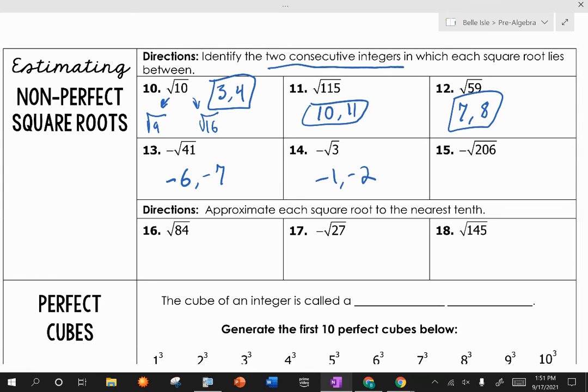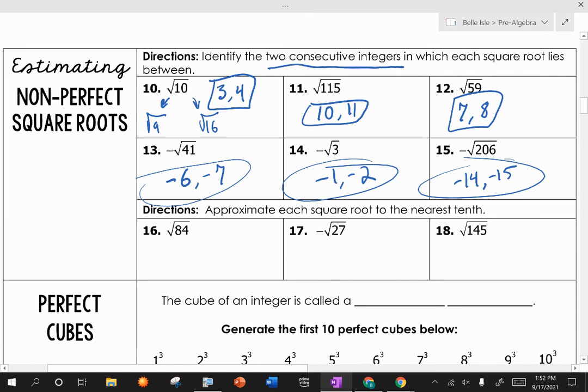Ava, do 15. -14, -15. -14 and -15. Good. Okay. So now, these next three, you need to give me the approximation. We're going to round to what place? The nearest tenth. Okay? So now you're doing the exact same thing, but round it instead of telling me the two integers that it's in between.